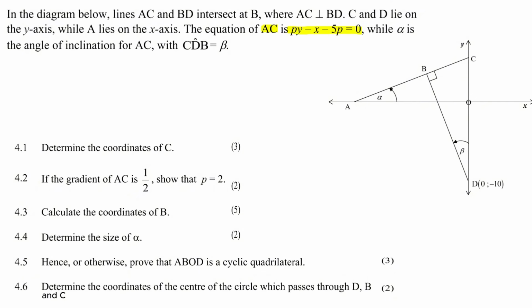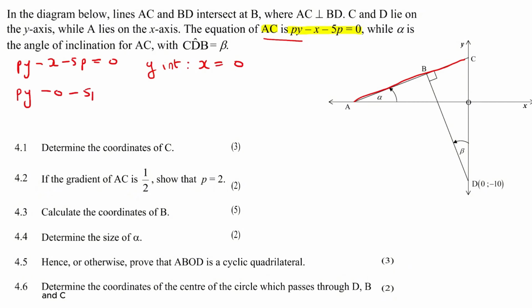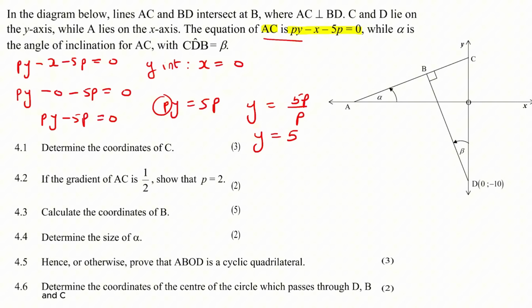That's pretty straightforward because we have the equation of this line. They gave it to us as py minus x minus 5p. Don't worry about the p's and the x's and the y's. We know that to find a y-intercept, we make x 0. So you end up with py minus 5p equals 0. Take the 5p over. And now to get y alone, I'm going to divide by p on the other side, and so the p's cancel, and you end up with 5. So the coordinates of C must have an x value of 0 and a y value of 5.